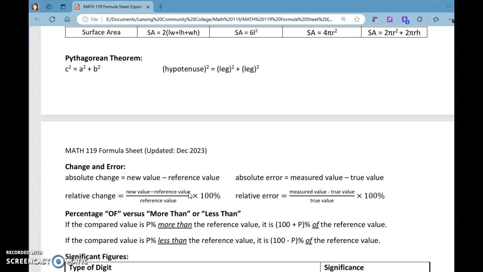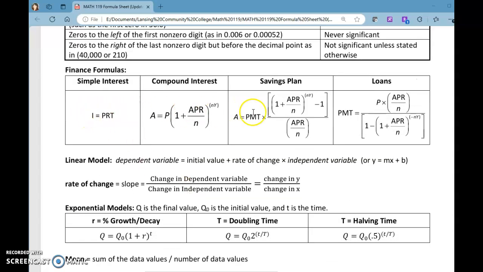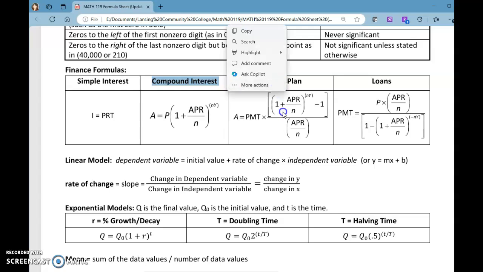So here's our formula sheet, and if we flip to page 2, we're going to see the 4 finance formulas for chapter 4. Simple interest and compound interest were the discussion for 4B. Savings plan was the discussion for 4C. And the loans formula is the discussion for 4D, and that's the one we are going to use because it is a home mortgage, so it is a loan formula.